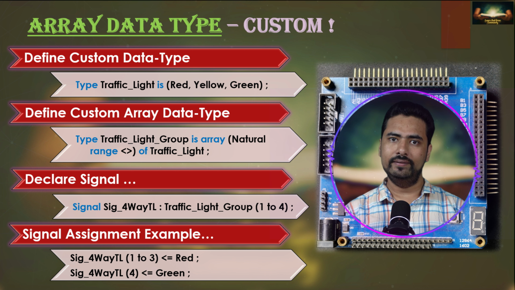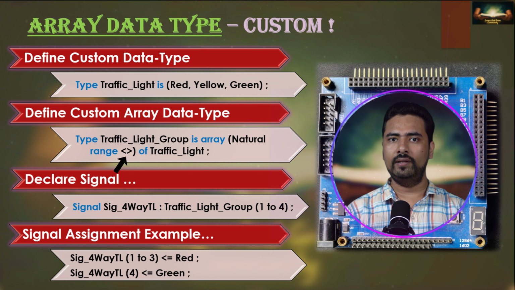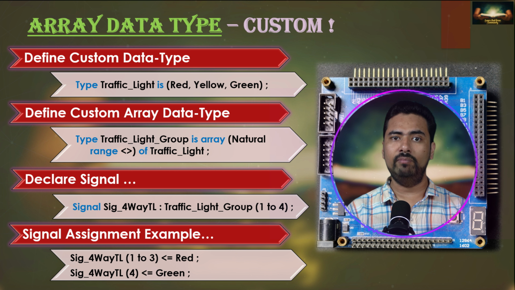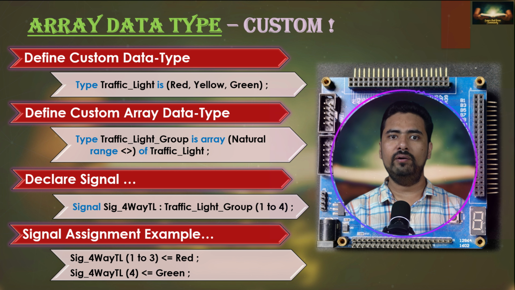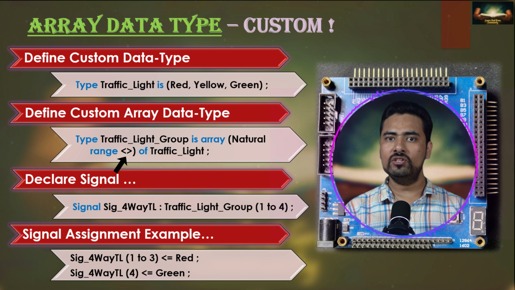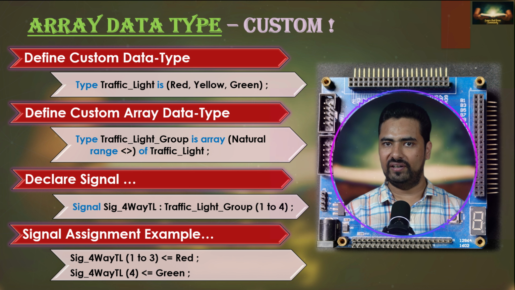If you notice here, I didn't specify the range or number of traffic lights in this declaration, so that we can use it for diversified use cases. Like maybe at some different location we can have multiple lanes and that may require more sets of traffic lights. This is called an unconstrained array. It means we created an unconstrained array data type here for the traffic light.